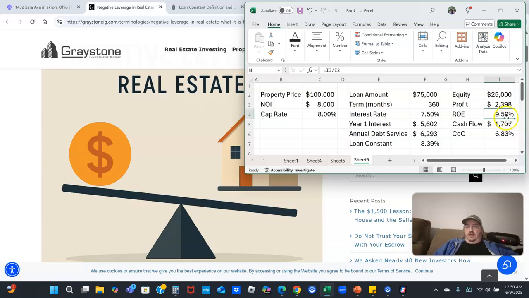And so you can see our return on equity is higher than our cap rate. If we just bought this outright, we'd have an 8% return on our equity if we had 100%, $100,000 in equity. But instead, we leveraged it, and this profit, after only considering the interest payment that's added, is higher than our cap rate.